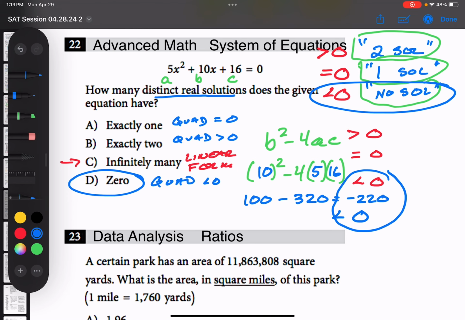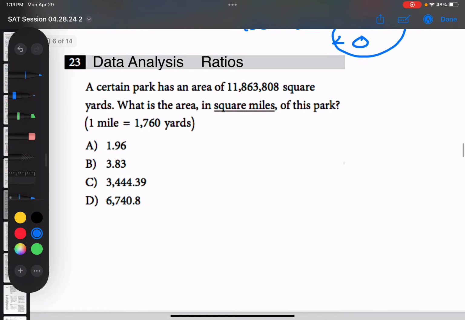Ta-da! Question number 23. Data analysis, we're dealing with ratios. Ooh, big numbers. A certain park has an area of 11,863,808 square yards. And then they're asking, what is the area in square miles of this park? Okay, so we're going from yards to miles. So we got 11 million square yards, and we're going to convert it to miles, which means it's going to be a much smaller number than 11 million.